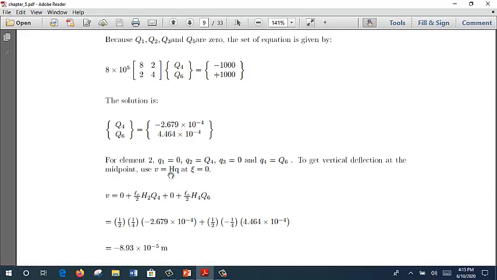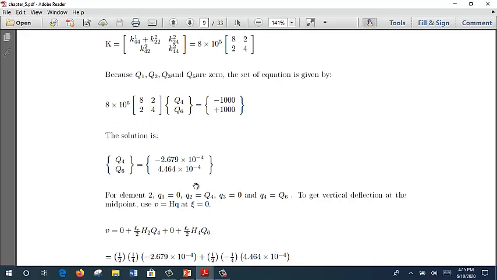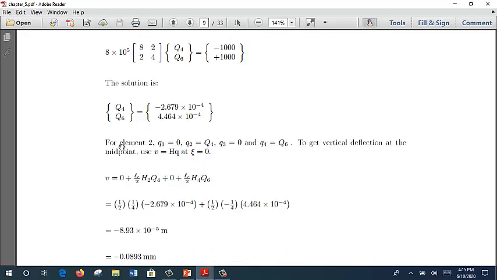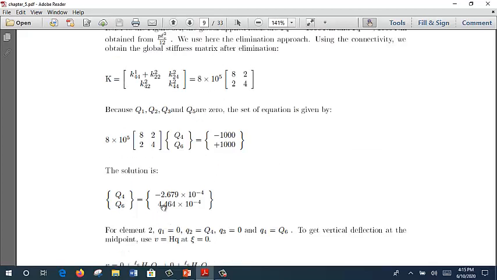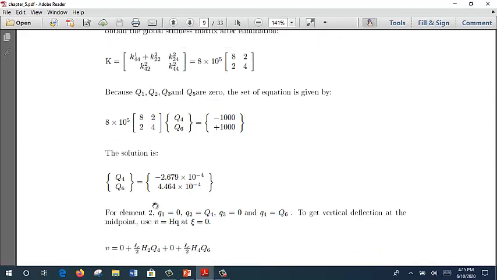So from that, we continue with element number 2. We need to consider for element number 2, Q1 is equal to 0. Okay, we just improvise it from element 1.